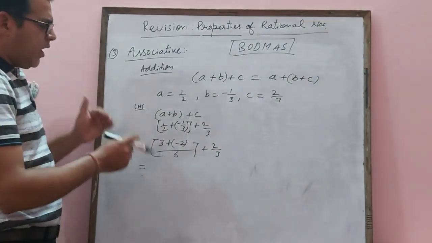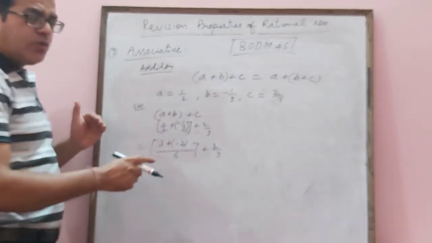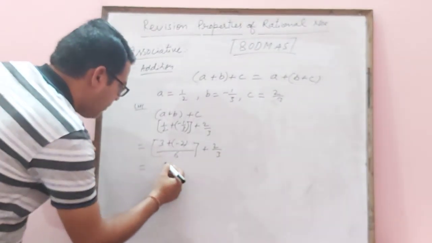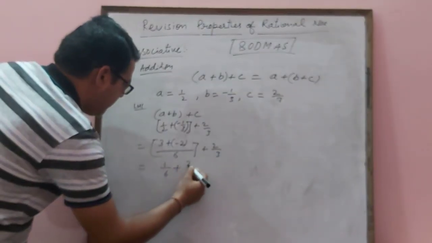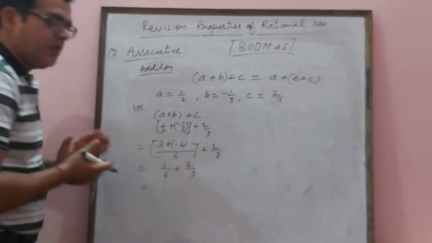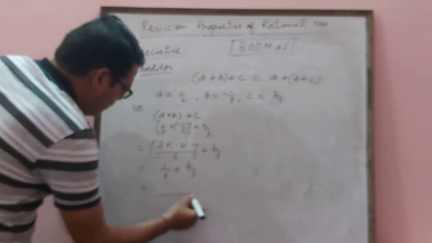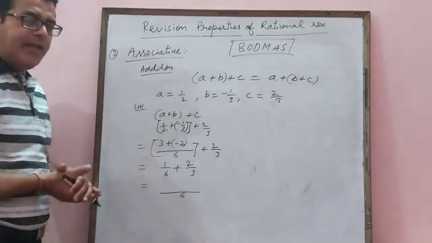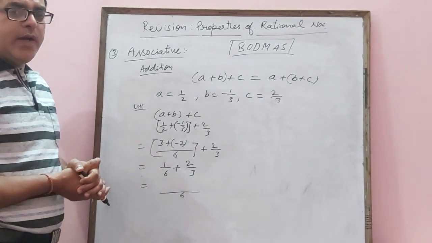Now what will come here? 3 and minus 2 we are going to add. So 1 by 6 we'll have here. Then 2 by 3. Right? Now again we need to add them. 1 by 6 and 2 by 3.